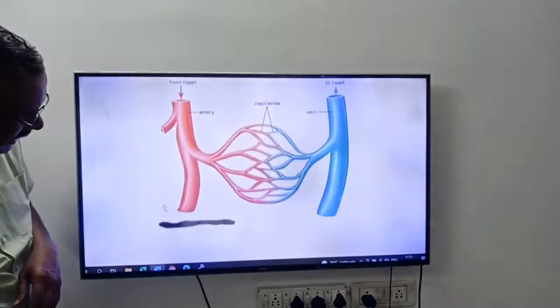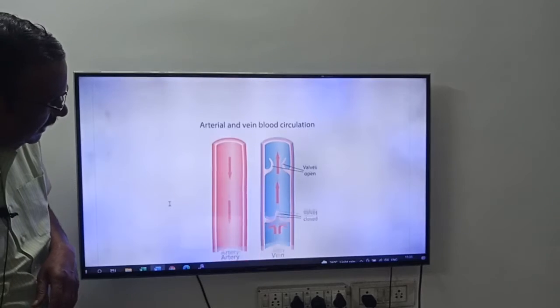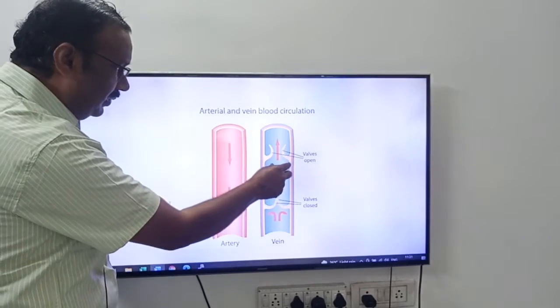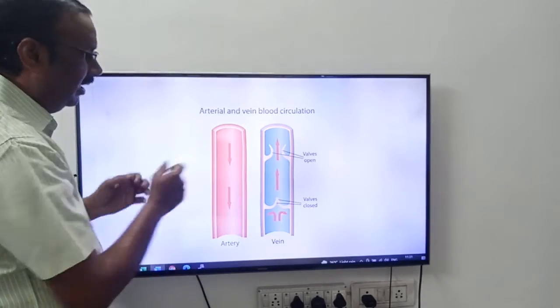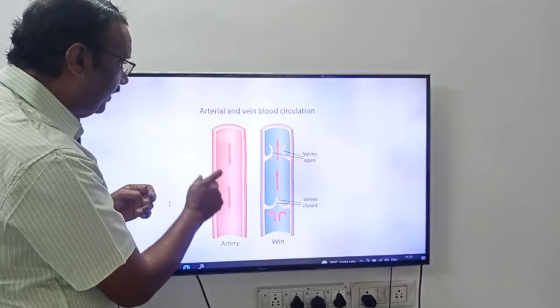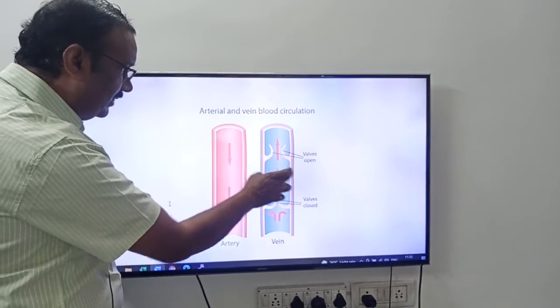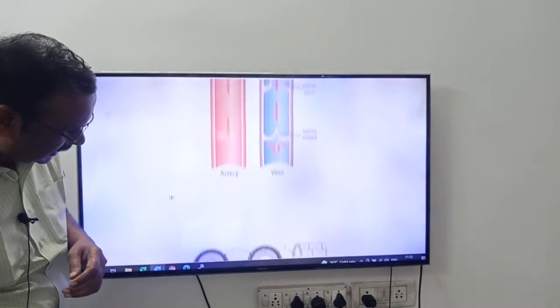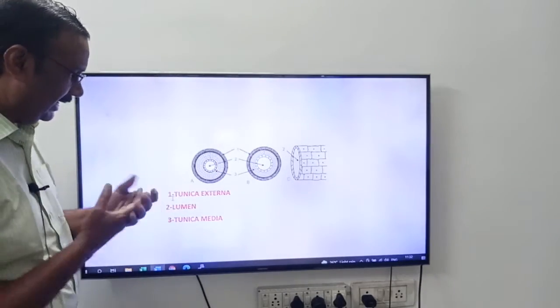Next, one more image you have to see. See, valves. Valves are present only in the veins. Arteries have no valves. Remember it. Valves are present only in the veins, not in the arteries. Okay friends. Next, you see the thickness.